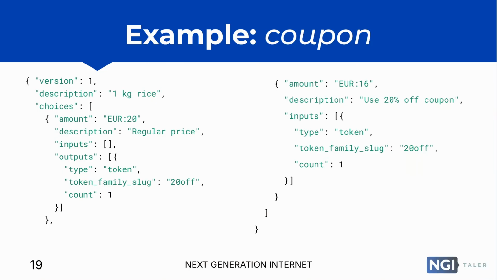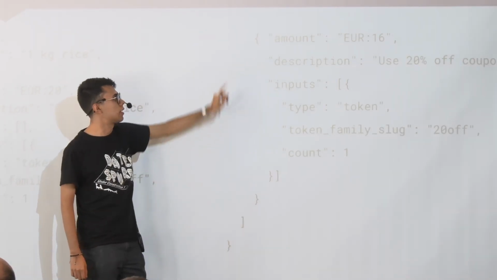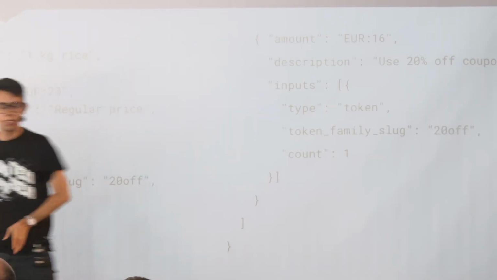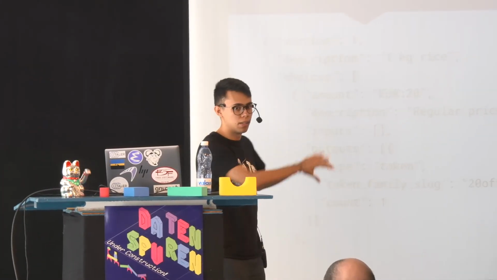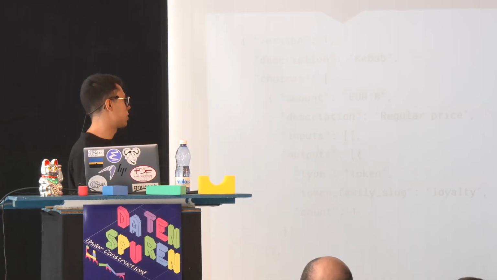And the input will be 1 token for 20% off. And if you have it, then you can pay this choice, and you are paying 20% less. So this has to be all declared explicitly in the order. This has to be all encoded there. And also the loyalty card.